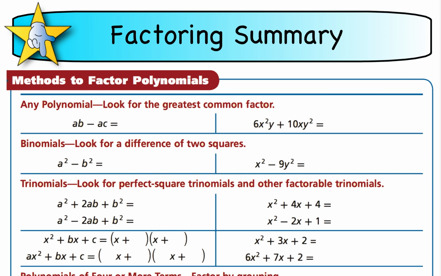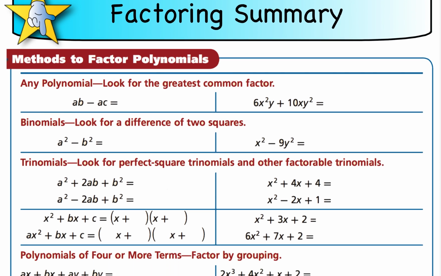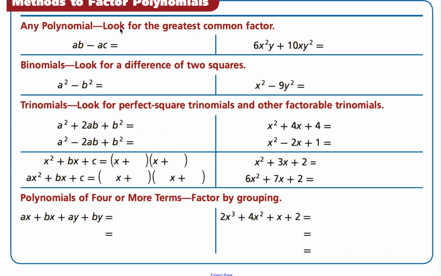So here's a nice summary page for you, summarizing the different ways we've learned how to factor so far. I thought this would be a good thing to include for you. And for any polynomial, we always want to start out by looking for a greatest common factor. We can see in this polynomial, they both share a factor of a. If we take out a factor of a, we're left with b minus c. Here's an example using actual numbers and letters together. These share a common factor of 2xy. So if we take the 2xy out of each term, we're left with 3x plus 5y. Remember, we're dividing to figure out what's left.